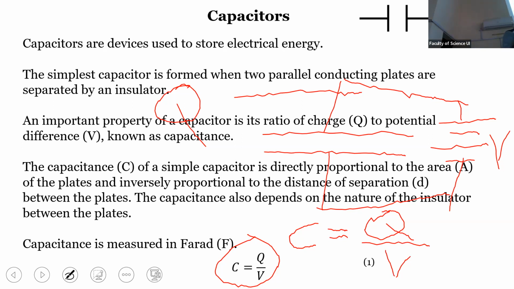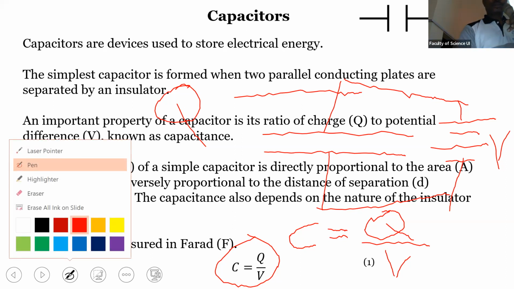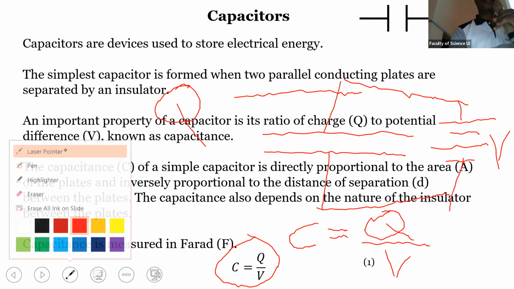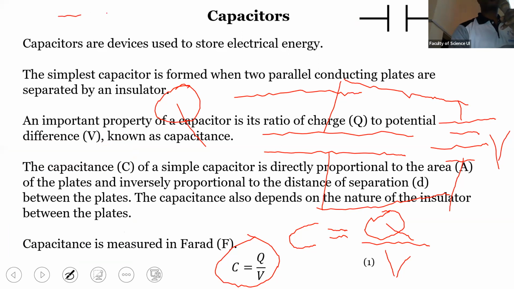So for any two parallel plates, the charge that will be stored depends on the potential difference across the plates. This is the schematic representation for a capacitor. When you draw a capacitor, this is how we represent it. The electrolytic capacitor is of this form. Okay, let me draw it. So the curved part is negative, the straight part is positive.